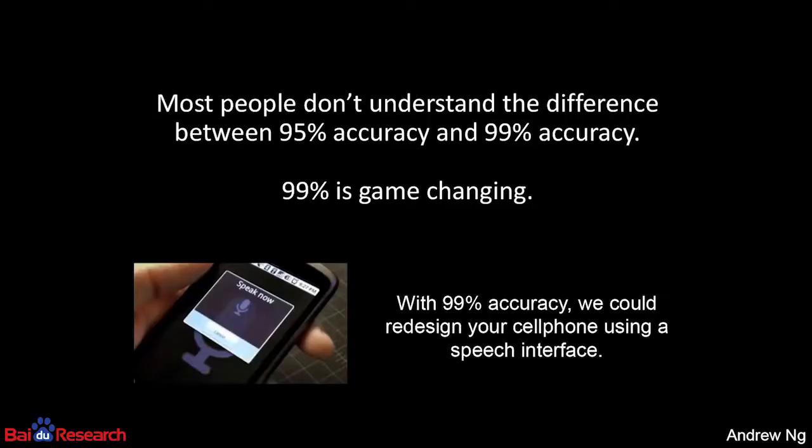Most people don't understand the difference between 95 and 99% accurate speech. Speech recognition today, depending on how clearly you speak, whether you have an accent, maybe it's 95% accurate, and that means it's painful to use. It gets one word in 20 wrong, and you have to go in and correct it. 99% is game-changing. I think the whole world is moving to mobile devices, and all of us spend so much time typing on these tiny little keyboards. If we could make speech just work and be reliable, you'd use it all the time and you wouldn't even think about it.